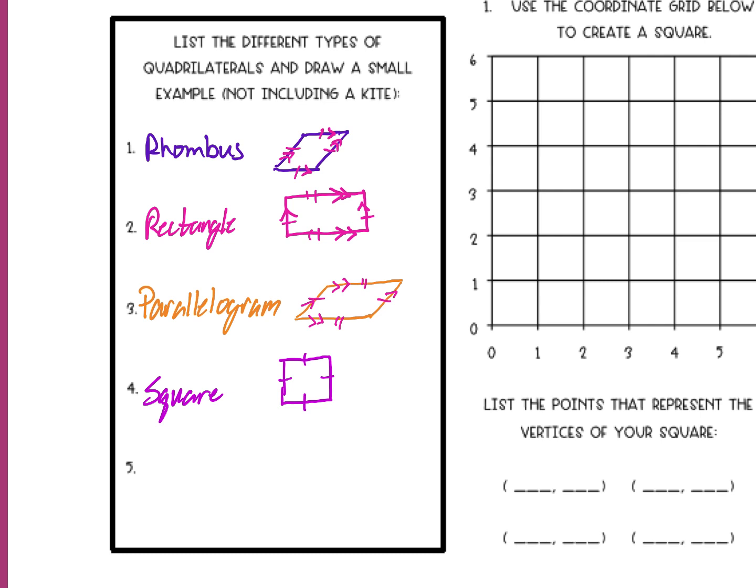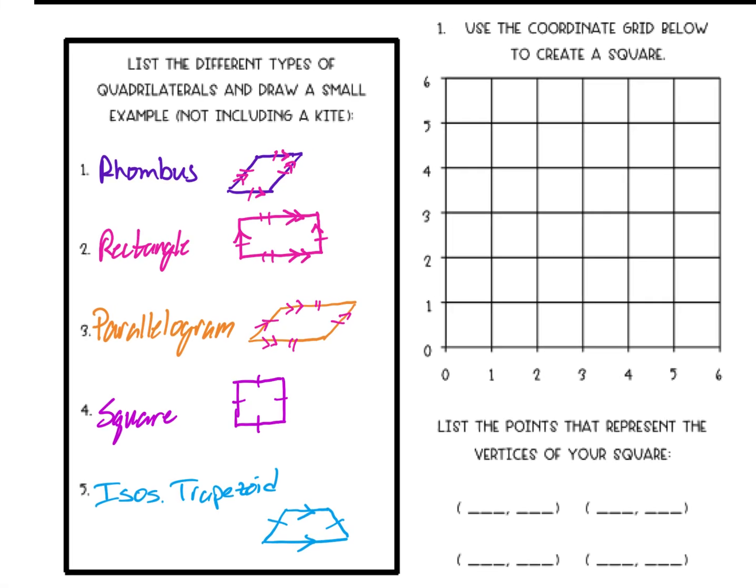So, and then what's my fifth type? An isosceles. Our definition that we used was isosceles trapezoid, right? Trapezoid. And this one's going to be really bad. So I have one side that's congruent and one side that's parallel. So this side is congruent and these two are parallel. Beautiful. Guys, that was horrible.